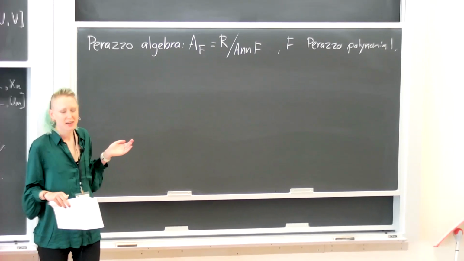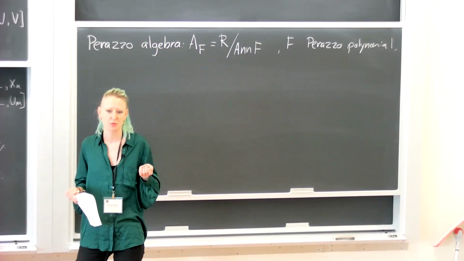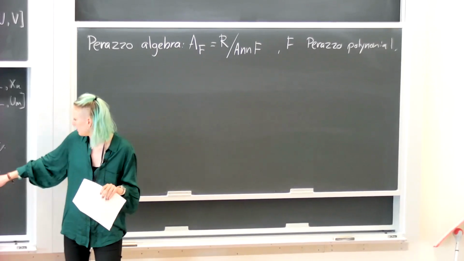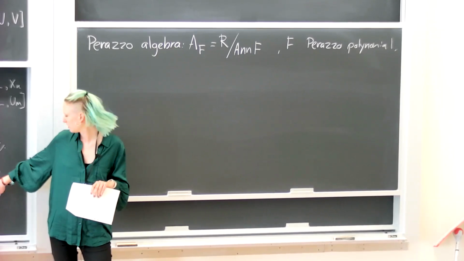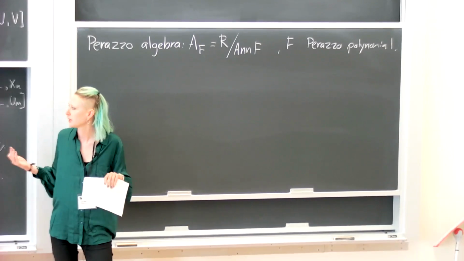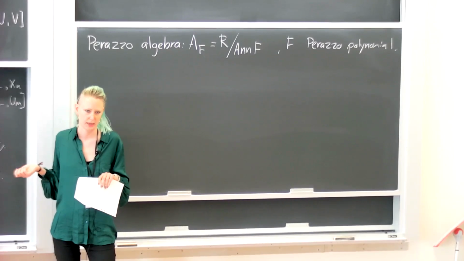Anyway, so the Perazzo algebras, they do not have strong Lefschetz property, and that's because this Hessian is 0. So it's impossible to have the strong Lefschetz, but then we can ask which of them has the weak Lefschetz property.